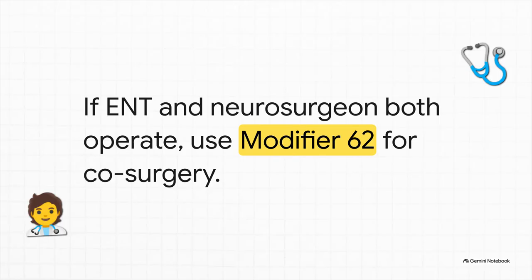So when this collaborative, sequential handoff occurs, some very specific, hard coding rules trigger. The rule dictates that both the ENT and the neurosurgeon will report the exact same primary CPT code. So for example, they both report 62165 if the endoscope was used. But, and this is absolutely crucial, both surgeons must append modifier 62 to that primary code. Modifier 62 indicates co-surgery, and it firmly signals to the payer that two distinct specialists were required to complete the components of this one single, incredibly complex procedure.